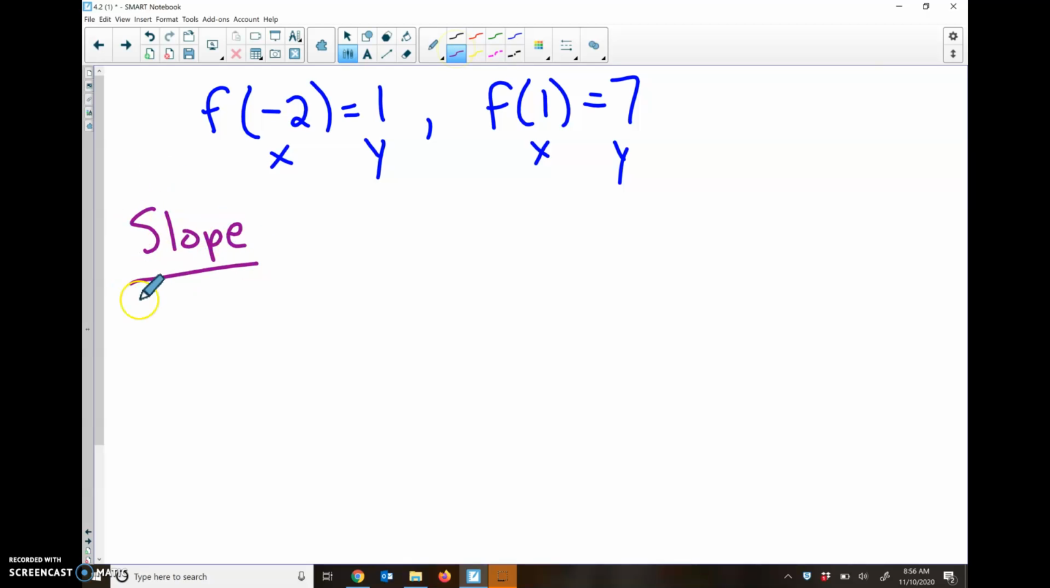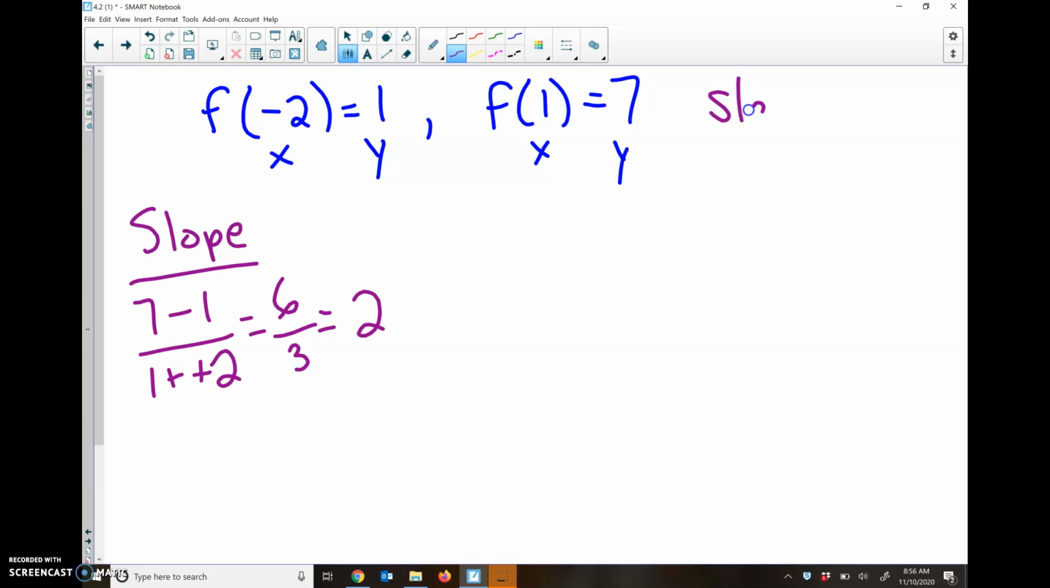So I'm going to subtract my y's, 7 minus 1, and then 1 minus -2. So 7 minus 1 is 6. 1 minus a -2 turns into 1 plus 2, so that's 3. So my slope is 2. Okay, now that I figured out my slope is 2, I need to figure out my y-intercept. Okay, I don't really want to deal with negative numbers, so I'm going to pick these 2 points to do. Again, it doesn't matter which points you pick, it's still going to end up the same.